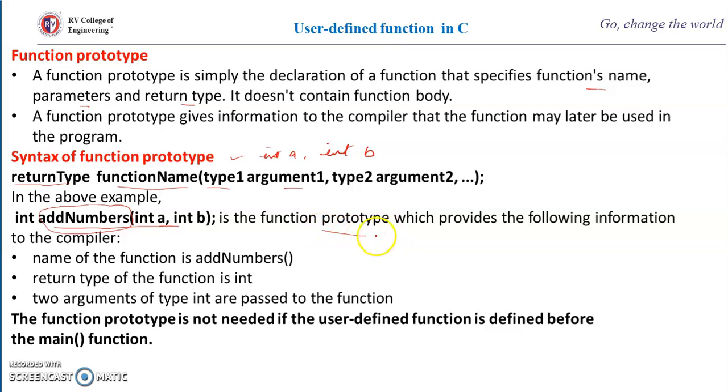So this is the function prototype, which provides the following information to the compiler. It will tell that this is the name of the function, add numbers, the return type of this function is int, and there are two arguments of type int that are passed to the function. So this information will be provided to the compiler when we write a function prototype. The function prototype is not needed if the user defined function is defined before the main function. So this I have already told, okay.